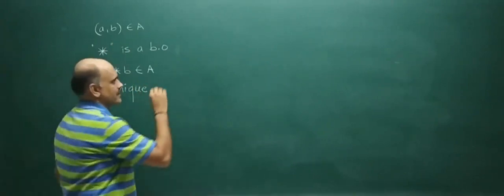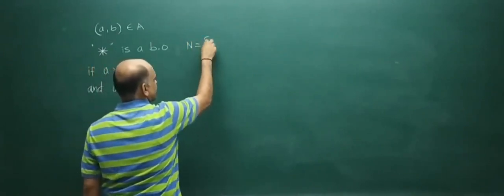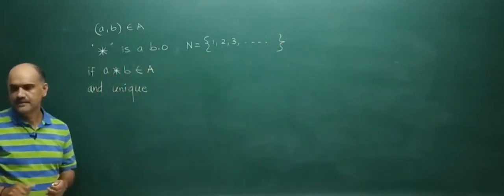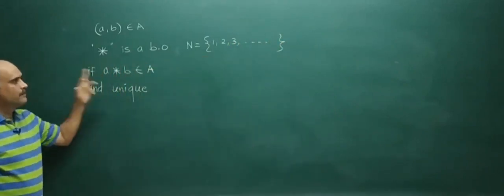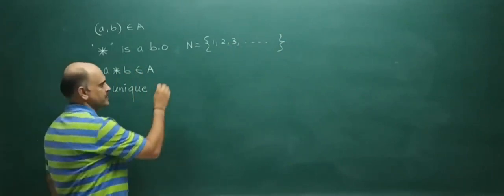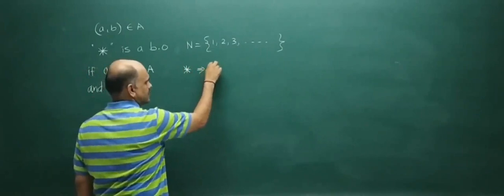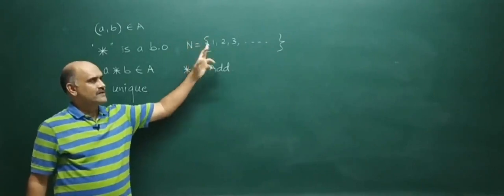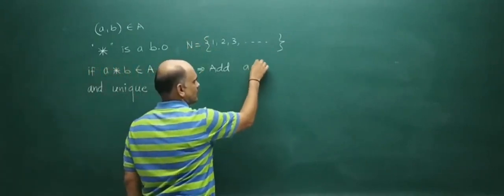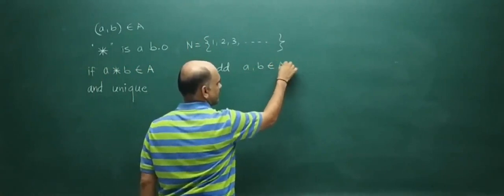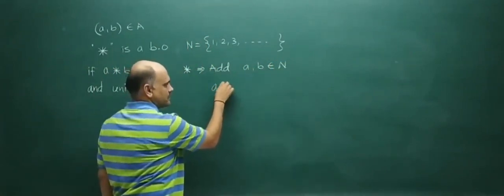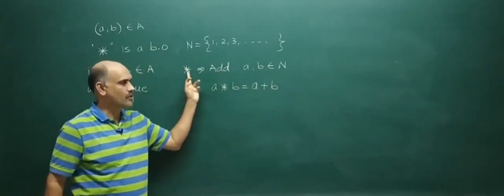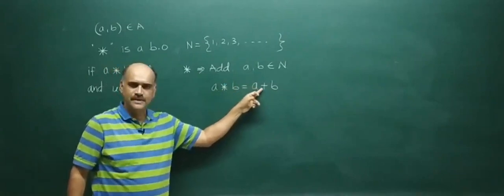Now for example, if I take the natural numbers, N is equal to 1, 2, 3, and so on. If I take the binary operation as addition, then for any two numbers a, b belonging to N, a star b will be equal to a plus b. Addition is the binary operation, so star is replaced by plus.